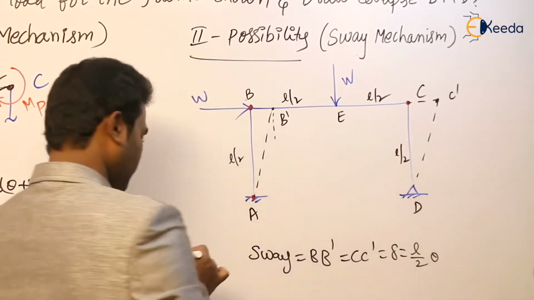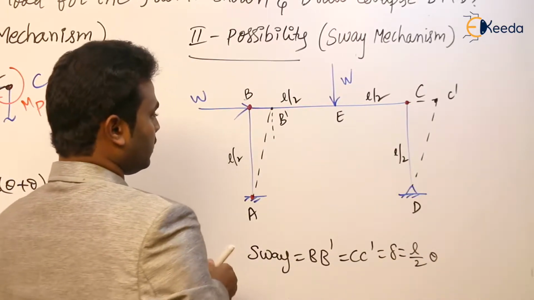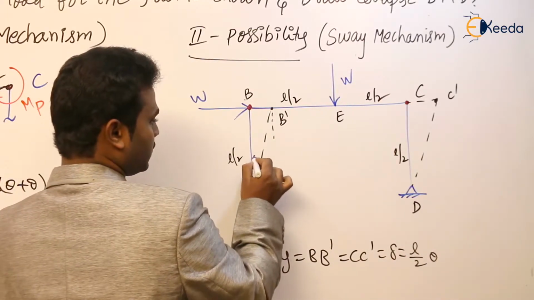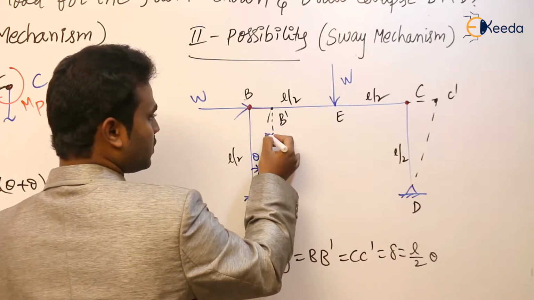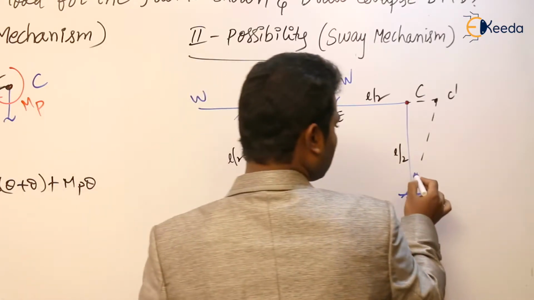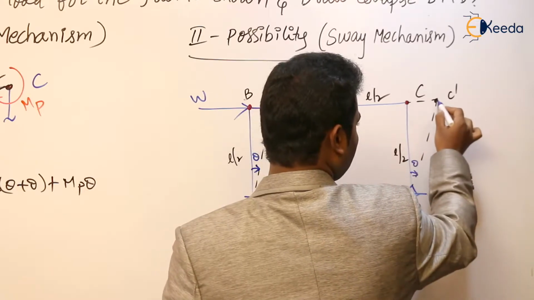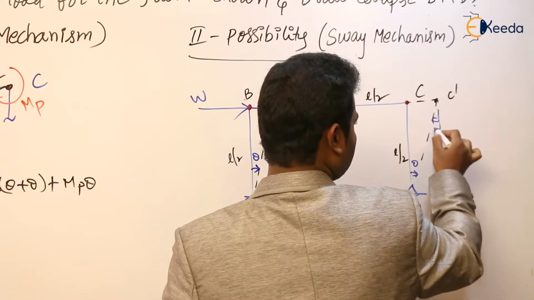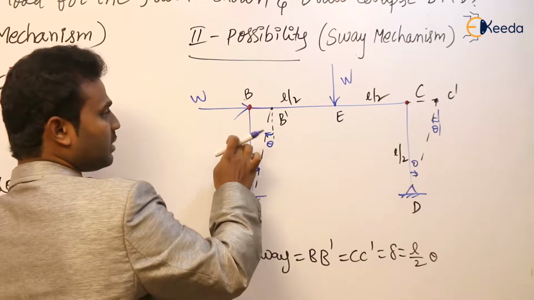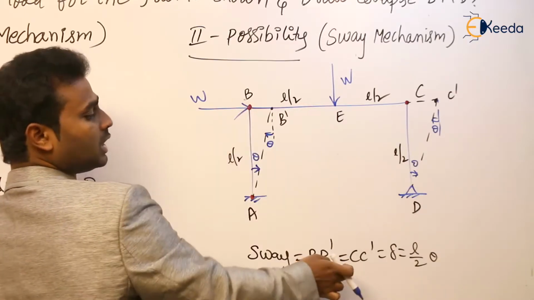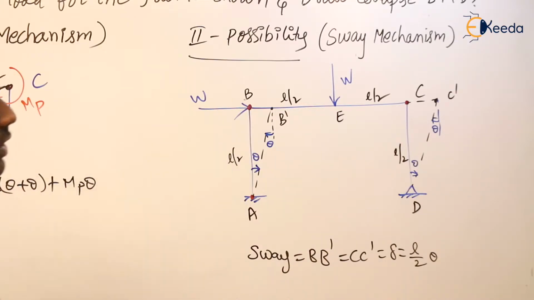Agree or not? If we take this as theta, then obviously this is also theta, and here also this is theta. This is also theta. So obviously this is L by 10, this is L by 2. So this is how much? L by 2 theta. Now apply external work and internal work.